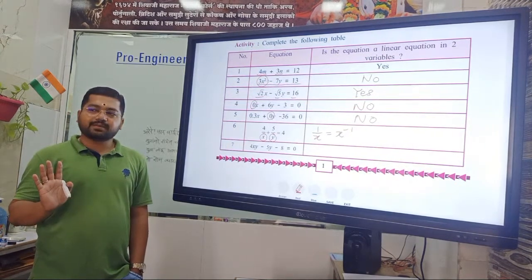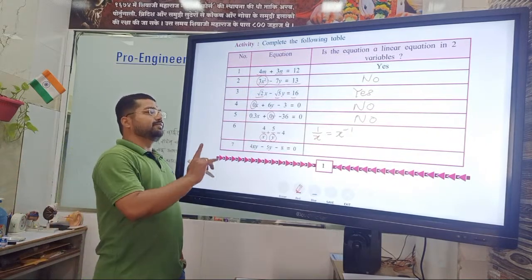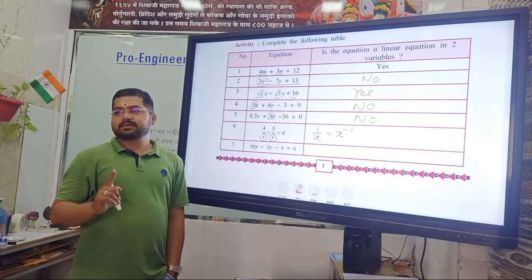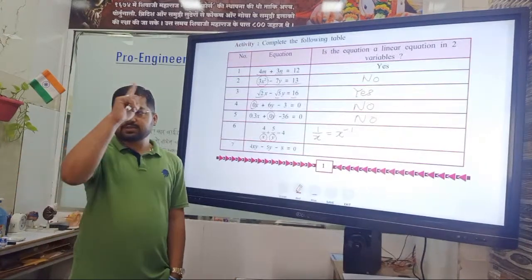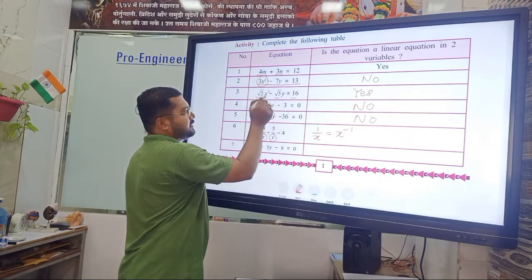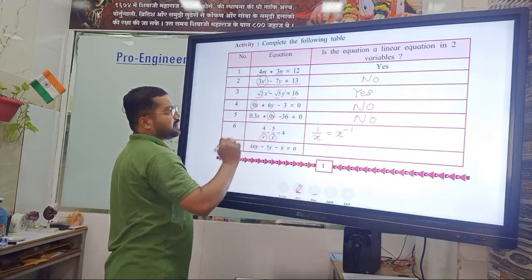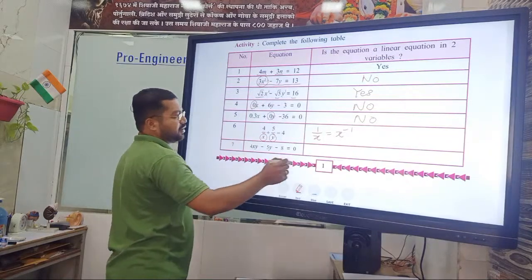अगर 0 है ABC में तो वो linear equation नहीं है. अगर degree 1 है then only it is linear equation. Degree क्या होना चाहिए? 1. It means इसके ऊपर no degree, it means 1 is there. So therefore these are linear equations, but this is not.